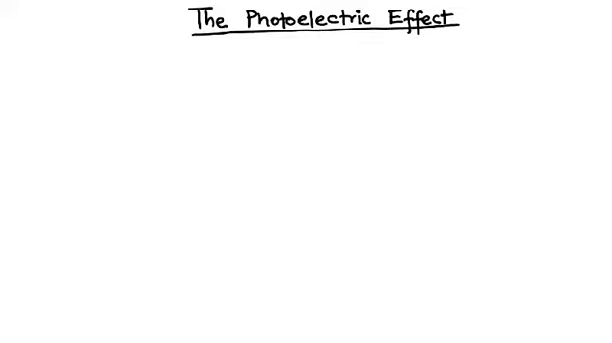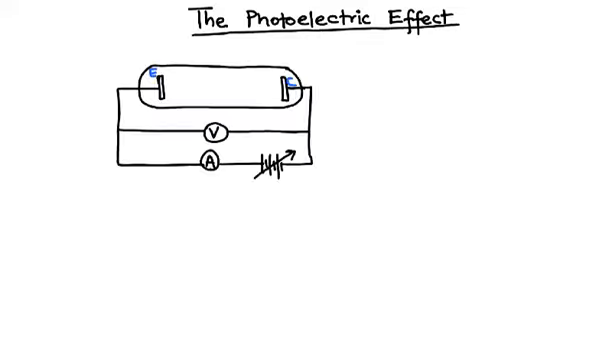Let's discuss the photoelectric effect. Let's say there is a vacuum tube with two electrodes, E the emitter and C the collector, connected to a voltmeter, emitter and a variable potential difference. When light falls on the emitter, electrons are ejected from the emitter and they go towards the collector, and thus you have photocurrent flowing in the circuit.